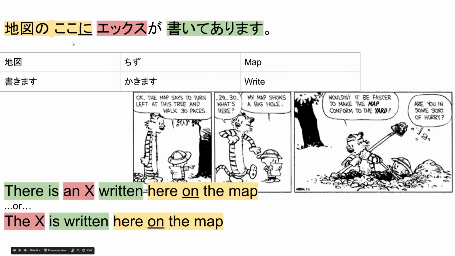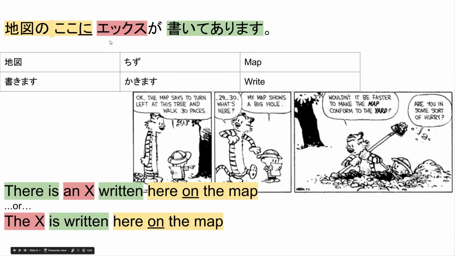Chizu no koko ni X ga kaite arimasu. Kaite arimasu is different than kaite imasu. Kaite imasu means you're currently writing. Kaite arimasu means has been written. Something has been written. Okay, so what has been written?